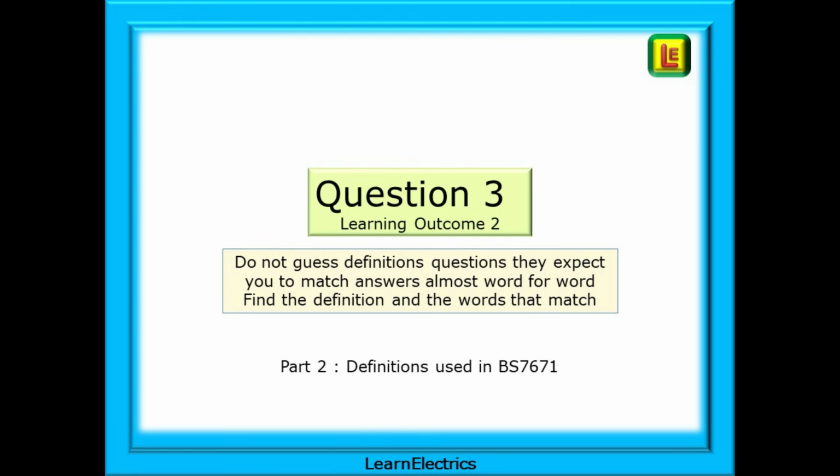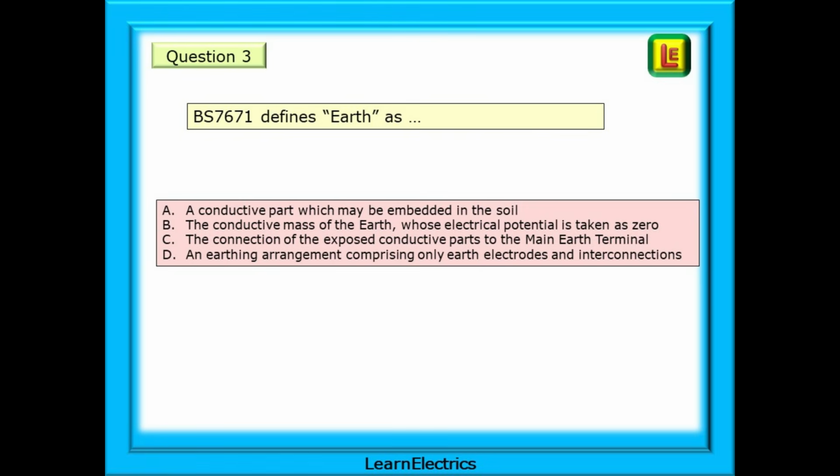Question 3 is about learning outcome number 2. Understand the definitions used in BS 7671. Do not guess definitions questions. They expect you to match answers almost word for word. The only sure way is to find the definition and the words that match. It asks, BS 7671 defines Earth as what? And 4 choices. Find Earth in definitions and then find the only answer that closely matches the words in the regs book. Pause the video, find the answer.